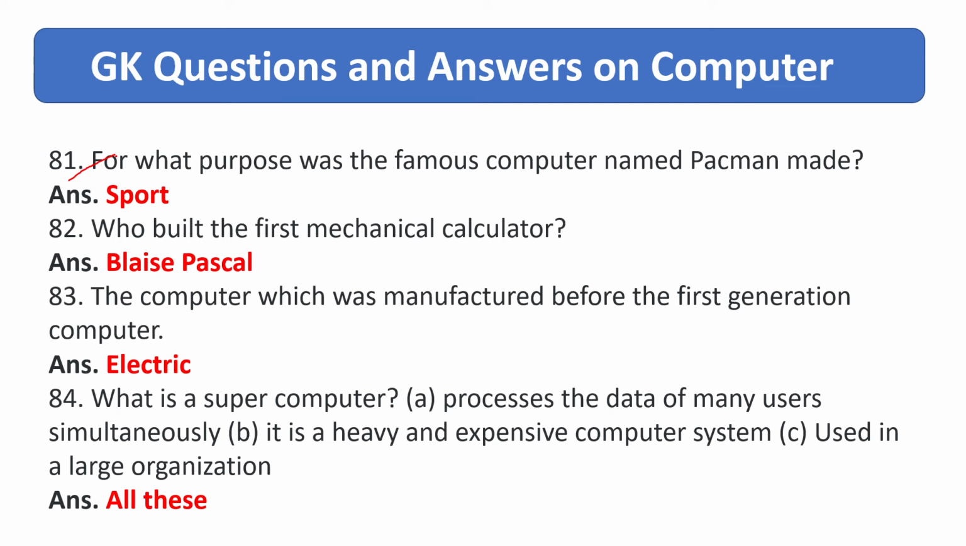For what purpose was the famous computer named Pacman made? Answer is sports. Who built the first mechanical calculator? Answer is Blaise Pascal. The computer which was manufactured before the first generation computer? Answer is electric. What is the supercomputer? Answer is supercomputer processes data for many users simultaneously. It is a heavy and expensive computer system, and it is used in large scale organizations.